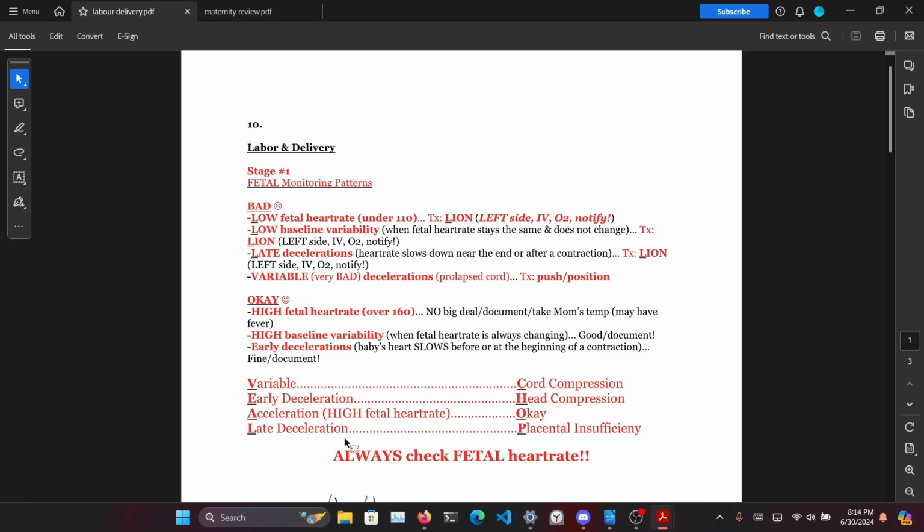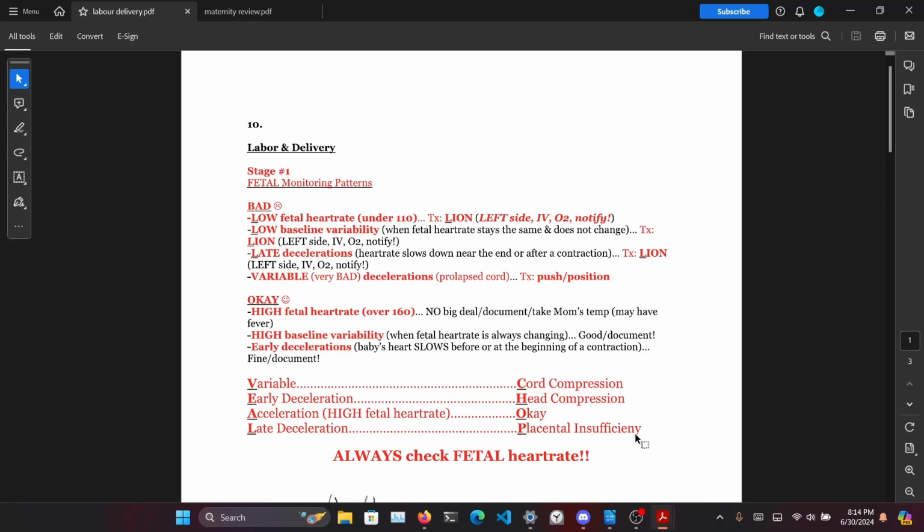Then late deceleration. This happens due to placental insufficiency. When there is a contraction, the placenta is not receiving enough blood, causing the heart rate to go too low, less than 100.